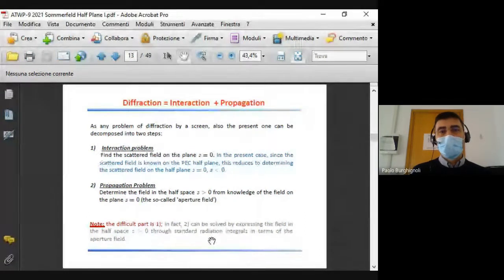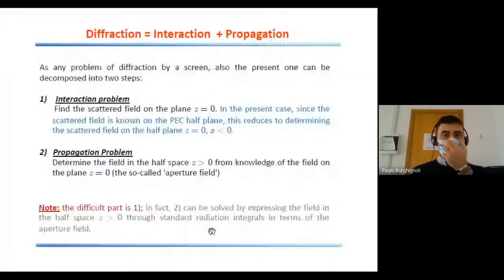The two steps of any diffraction problem by a screen are, first, the so-called interaction problem, that consists in finding the scattered field on the plane where the screen is, in this case, the plane z equals 0. Since the scattered field is known on the screen, that is our boundary condition, we need to find it on the remaining half plane, where x is less than 0.